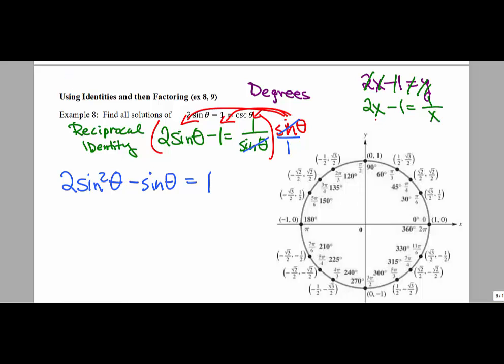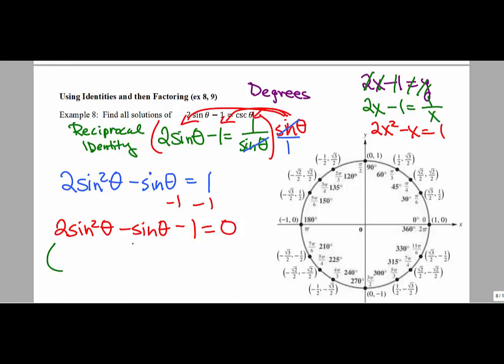So now we have something that looks like 2x squared minus x equals 1. And if I was working in algebra and also working in the trig, I was going to get everything over to one side and then we're going to factor. So let's subtract 1 from both sides. So you have 2 sine squared theta minus sine theta minus 1 equals 0. So we get everything over to one side and then factor.